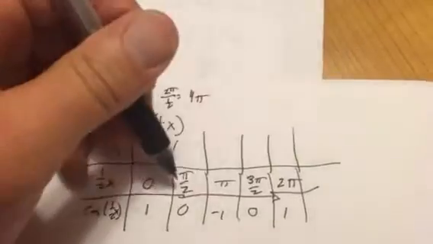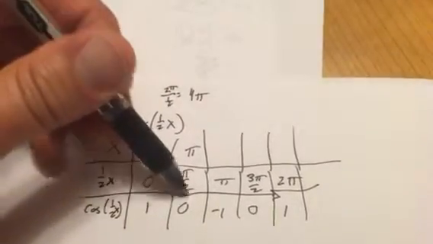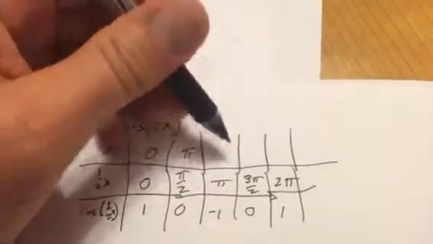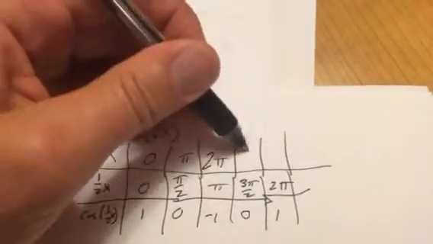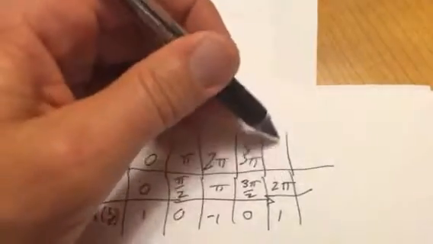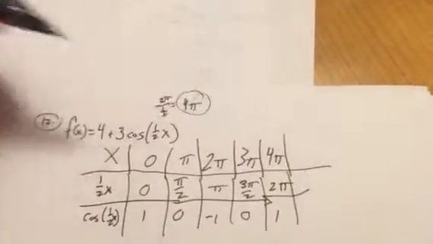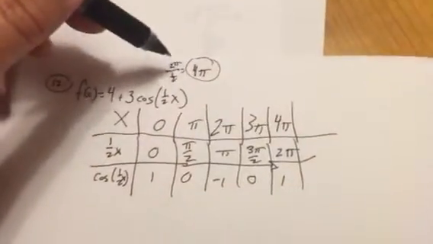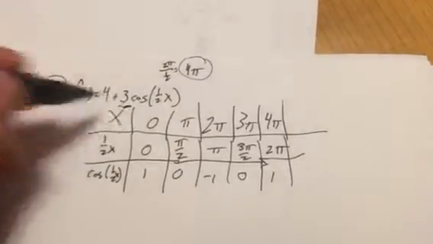So 0 times 2 is 0. Pi over 2 is pi, right? It's like the 2's cancel out. Pi times 2 is 2 pi. 3 pi over 2 times 2, 2's gone, so it's 3 pi. 2 pi times 2 is 4 pi. And that syncs up with what I said about the period being 4 pi. So now we're here. So now let's triple it.